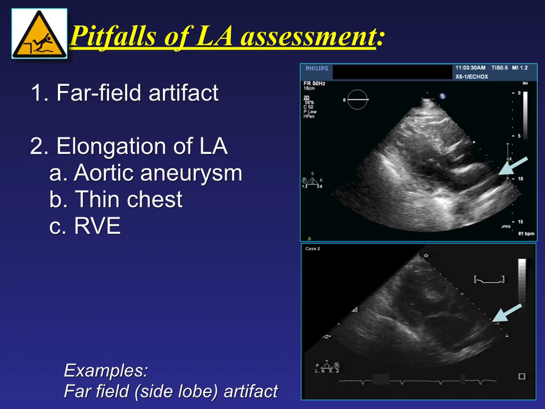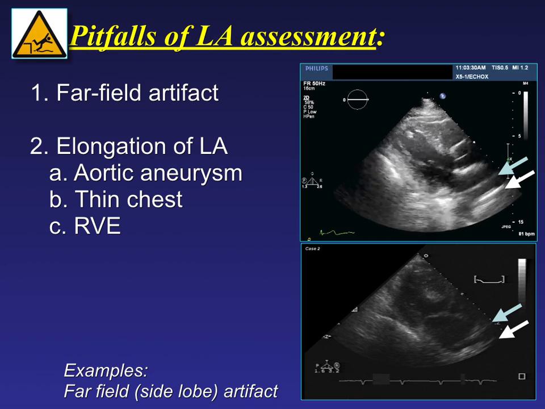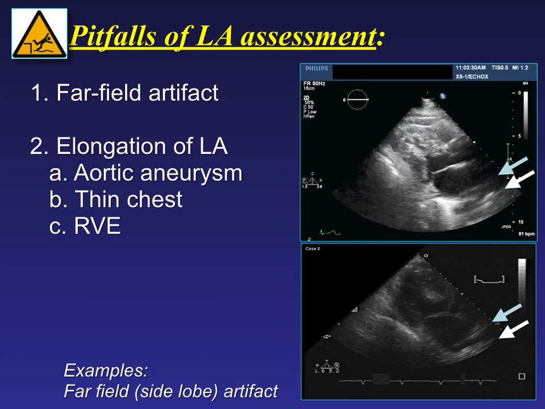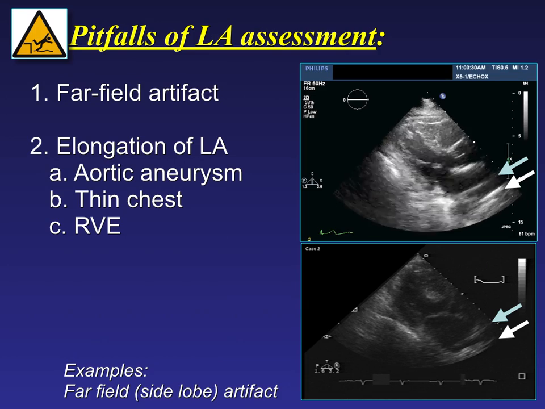This is called a side lobe artifact. And if you were to think that was the actual left atrial border, which is now seen with this white arrow, one would misinterpret this image to suggest that the left atrium is actually smaller than it is. The upper diagram and the lower diagram both suggest that there is left atrial enlargement, and one has to learn to recognize this artifact so they're not fooled.